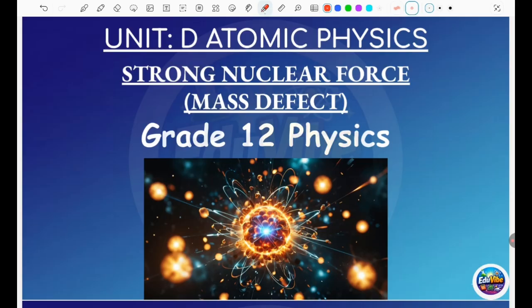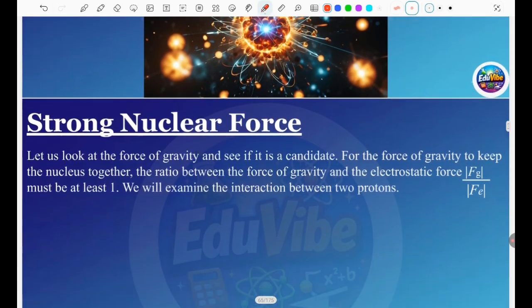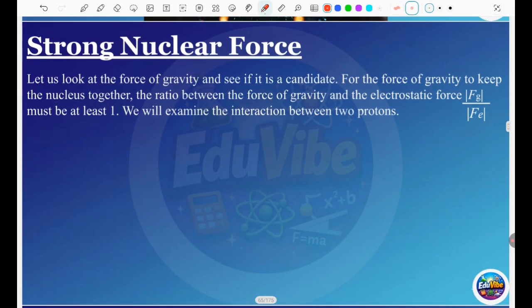Strong nuclear force is the main topic of this lesson. We discuss that topic at the end too. So let's start with some calculation. Let us look at the force of gravity and see if it's a candidate. For the force of gravity to keep the nucleus together, the ratio between the force of gravity and the electrostatic force must be at least 1.